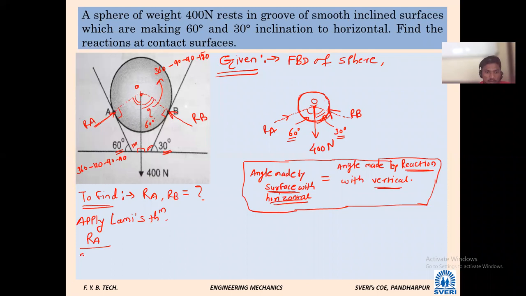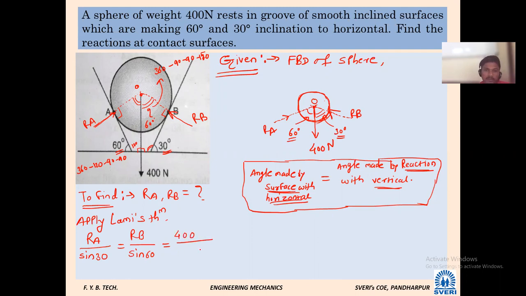RA divided by the sine of the angle between the other two. Which are the other two forces other than RA? RB and 400 Newton. What is the angle between them? 30. Equal to RB divided by what will be the angle between the other two forces? Sin 60, equal to which will be the third force? 400.